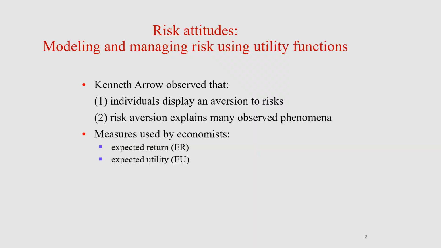We begin by looking at risk attitudes, and we want to model and manage risk using utility functions. The Nobel laureate Kenneth Arrow observed that individuals display an aversion to risk, they're risk averse, and that risk aversion explains many observed phenomena. So the measures used by economists tend to be expected returns, where there is no risk, and expected utility, where this risk aversion plays out.